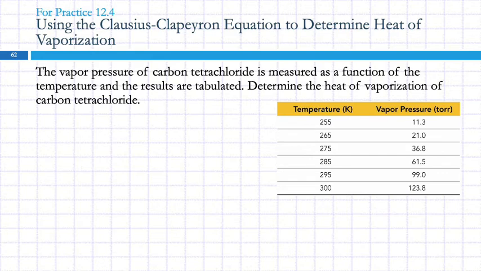This is not a problem that really can be done in lecture, but it's asking us to find the heat of vaporization of carbon tetrachloride. So what you would need to do is take these temperatures and calculate the inverse, so 1 over the temperature, and make a list of those. And for the vapor pressure, you need to take the natural logarithm of those numbers and make a list of those, and then graph those numbers to find the slope, and then you can find delta H.